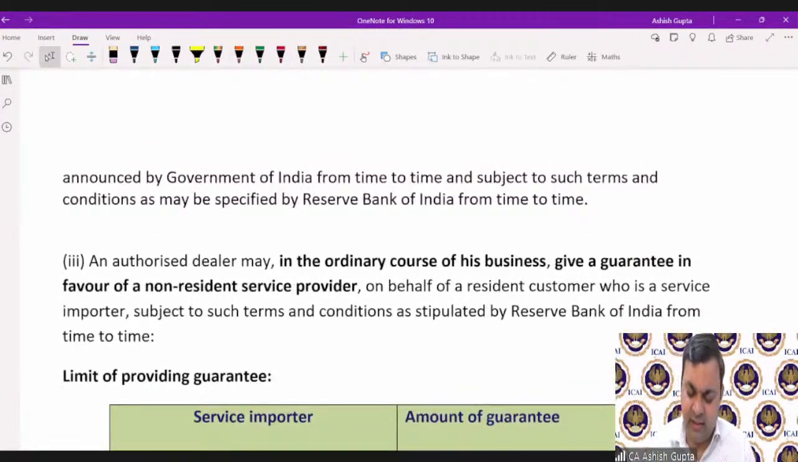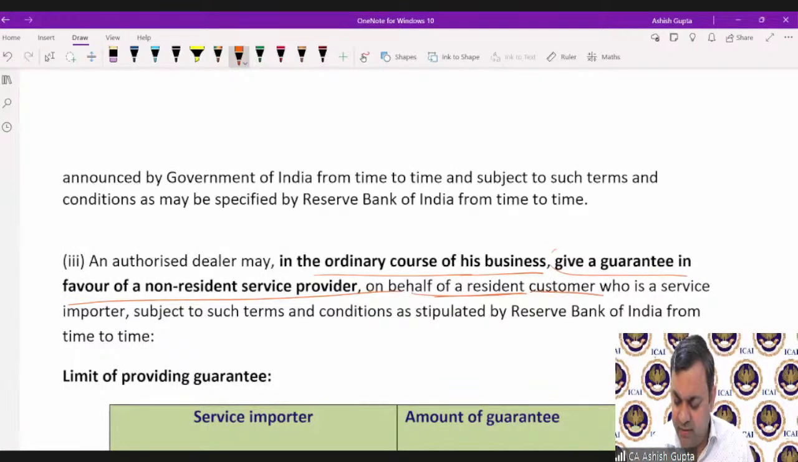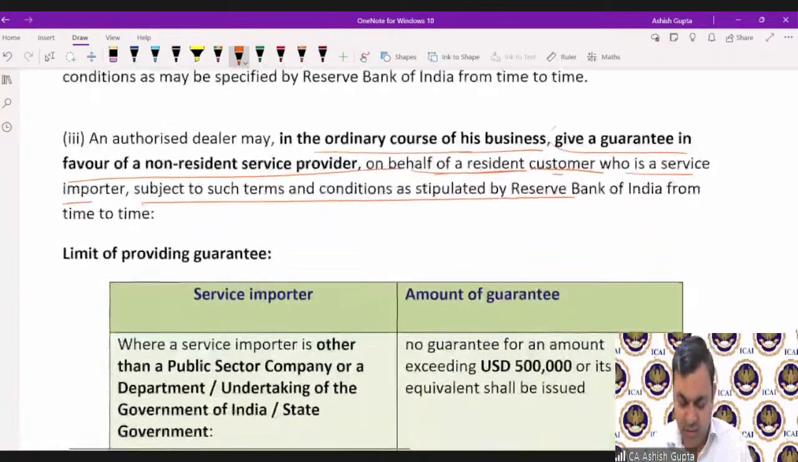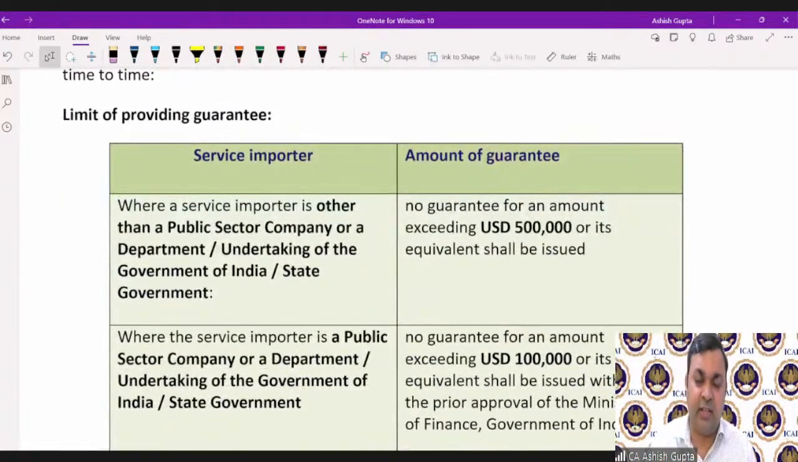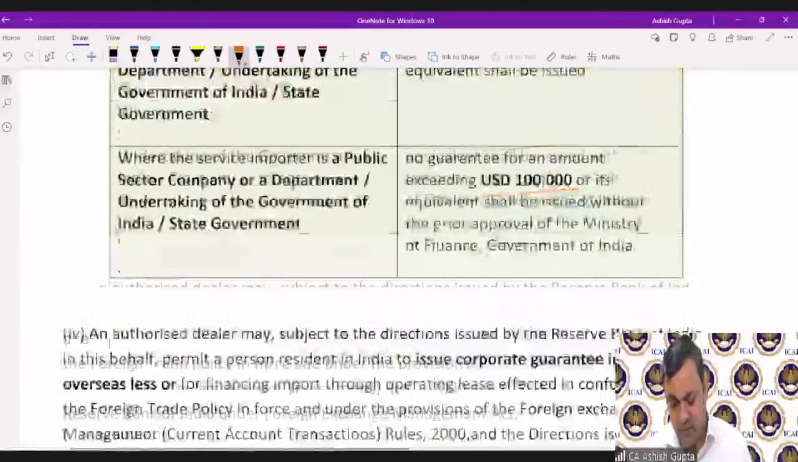An authorized dealer may, in the ordinary course of business, give a guarantee in favor of a non-resident service provider on behalf of a resident customer who is a service importer, subject to such terms and conditions specified by the RBI. Limit of providing guarantee: if other than PSU, $5 lakh; PSU, $1 lakh.